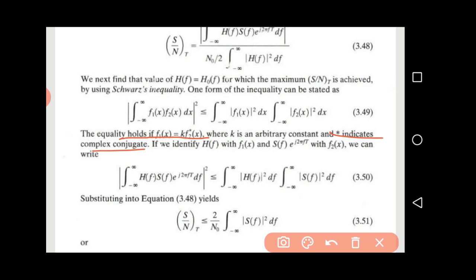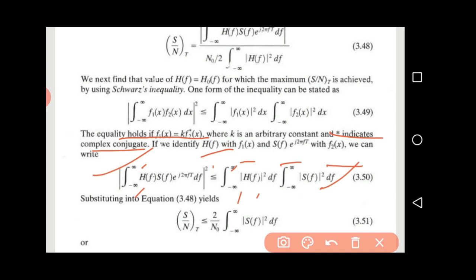conjugate. If we identify H(f) with f1(x) and S(f) e^(j2πfT) with f2(x), we can write |∫ from −∞ to +∞ of H(f) S(f) e^(j2πfT) df|² less than or equal to ∫ from −∞ to ∞ of |H(f)|² df times ∫ from −∞ to ∞ of |S(f)|² df.